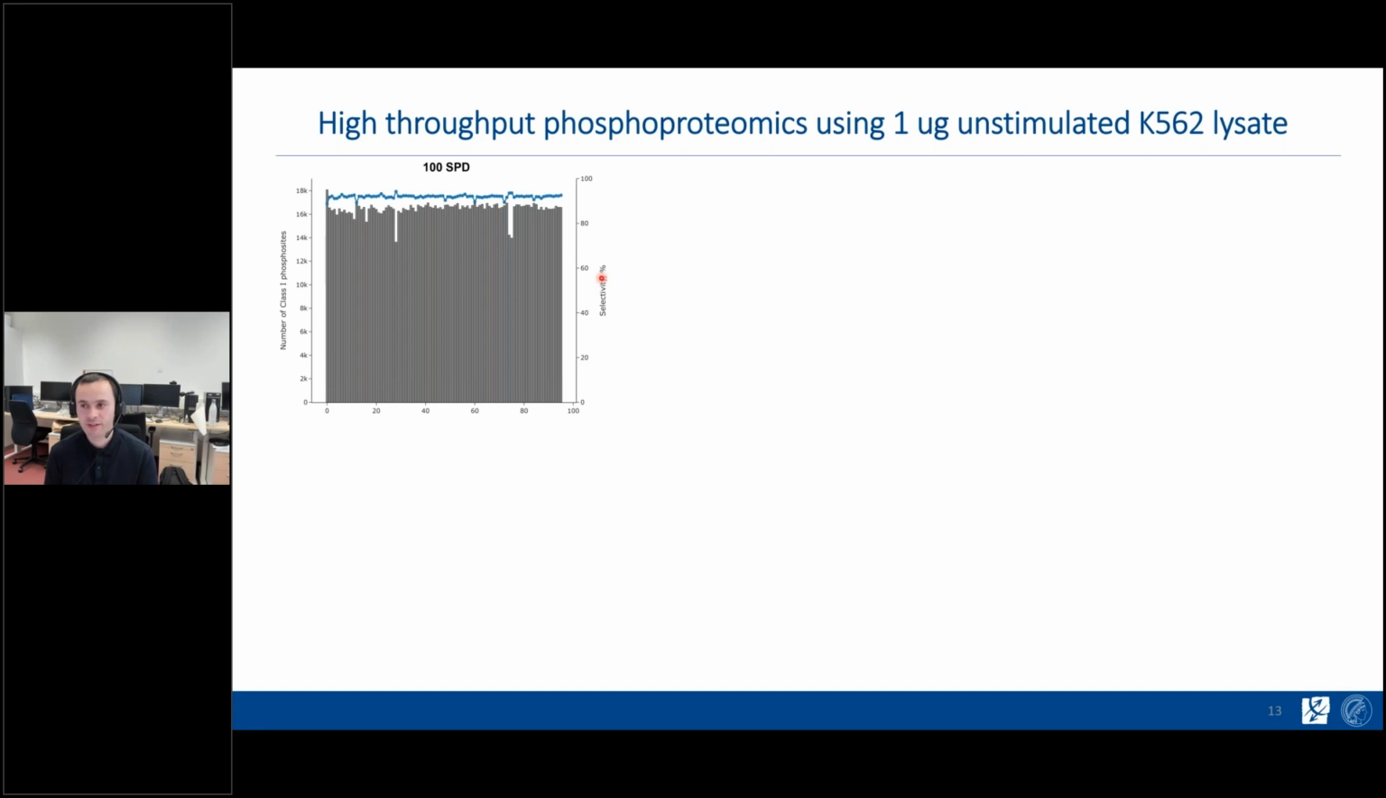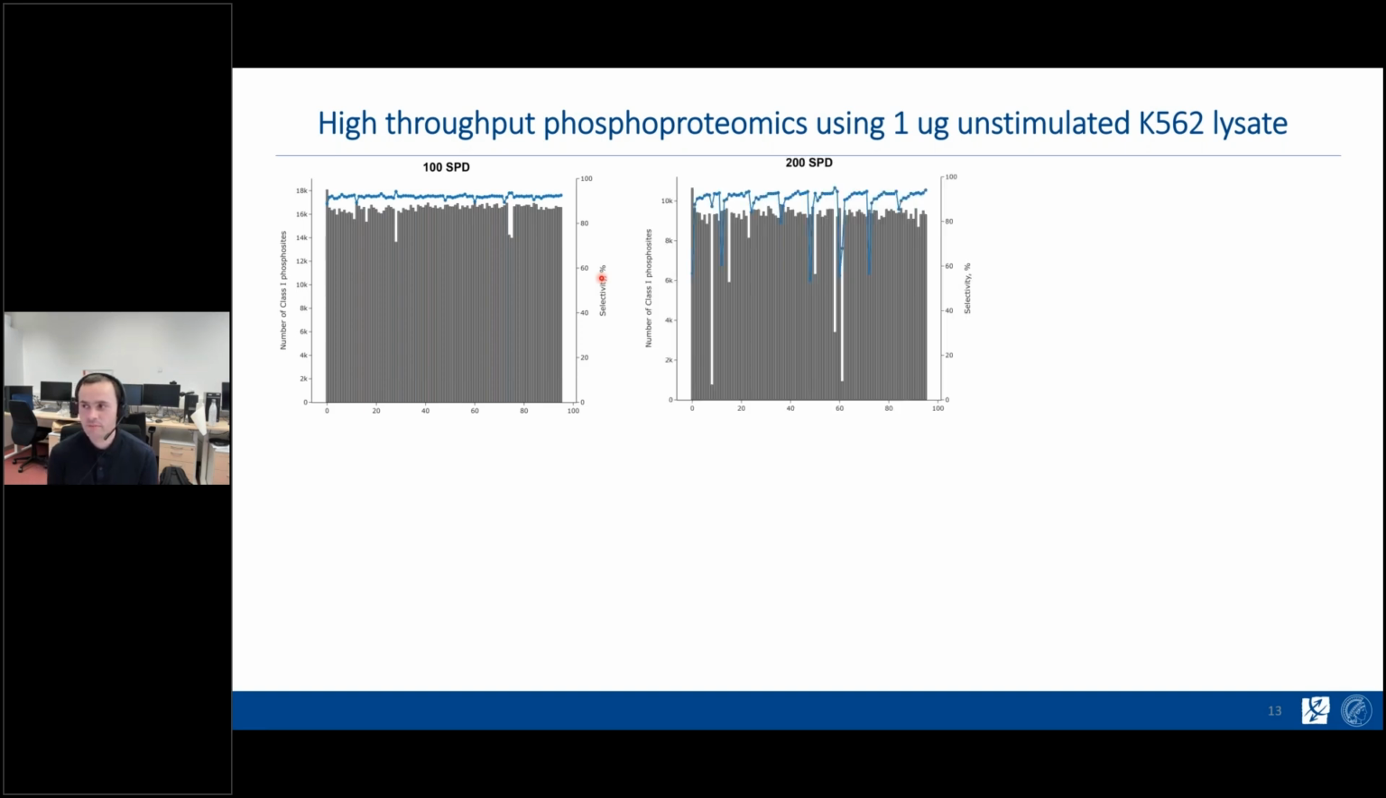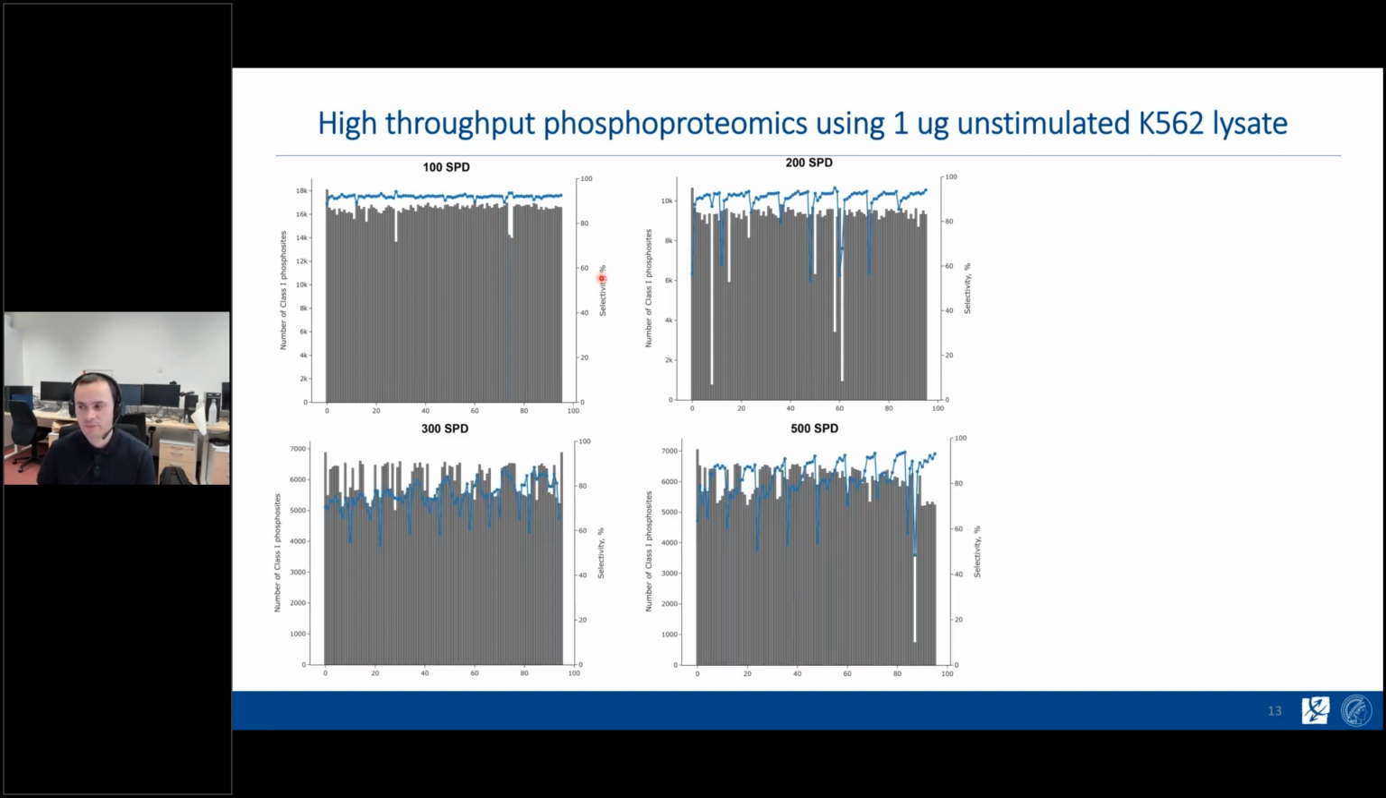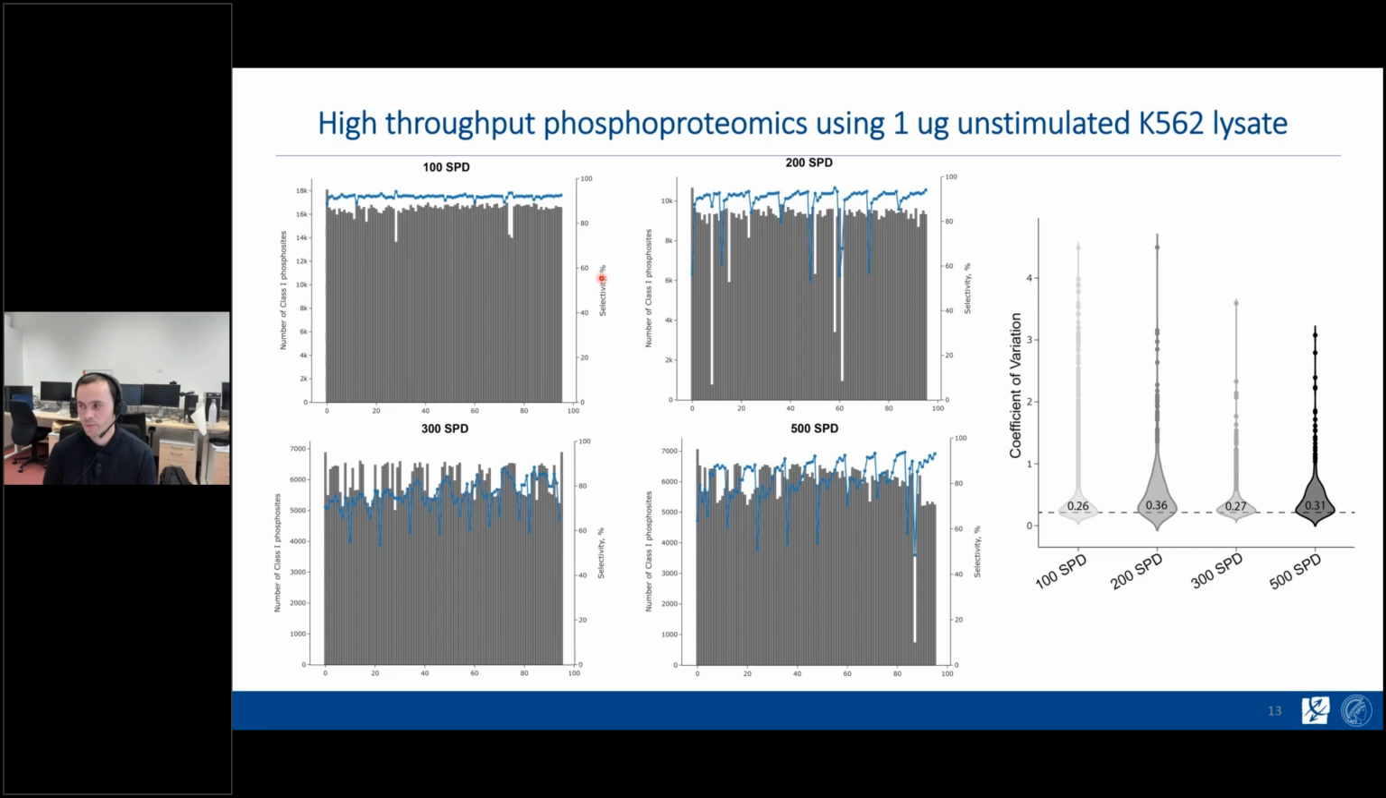So keep in mind, if you have 2 different conditions in a triplicate, you usually get twice or almost twice the number of phosphosites you can see here. And while this did drop to around 9K with 200 SPD and around 6K for 300 SPD, 500 SPD actually maintained the same level as 300 SPD. And the CVs also were fairly similar.